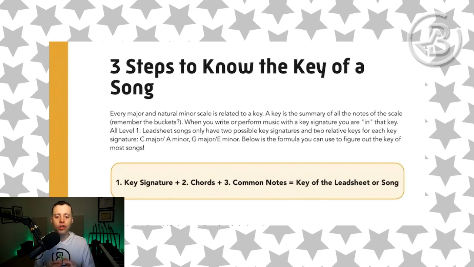And when we put all those 3 pieces of information together, our possible key signatures, the chords, and then the common notes, and when we look at a song from those 3 angles, then we're going to have a very high degree of confidence in saying the key of the song. I will see you in the next lesson where we're going to talk about the first angle, the possible key signatures. I'll see you there.